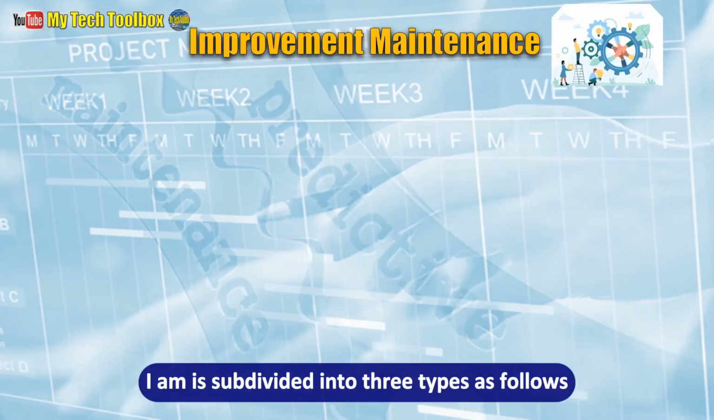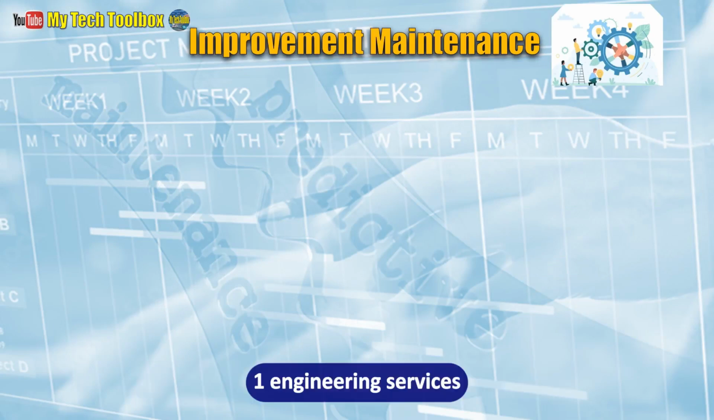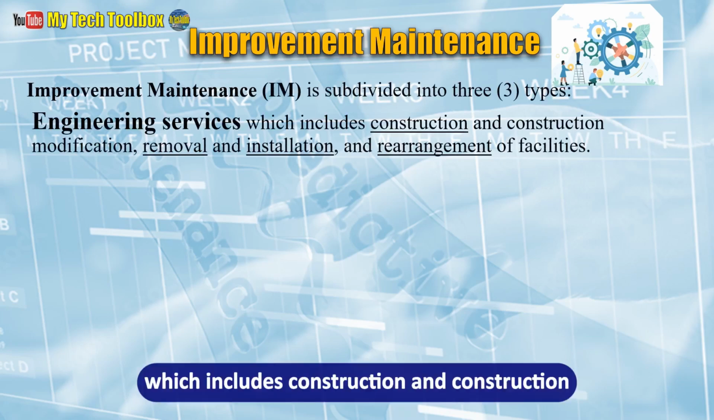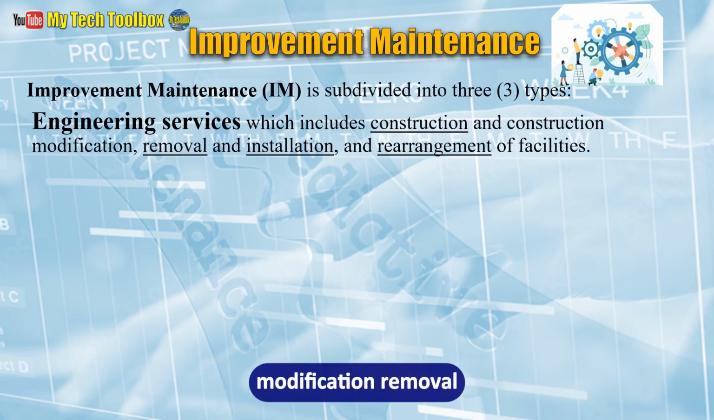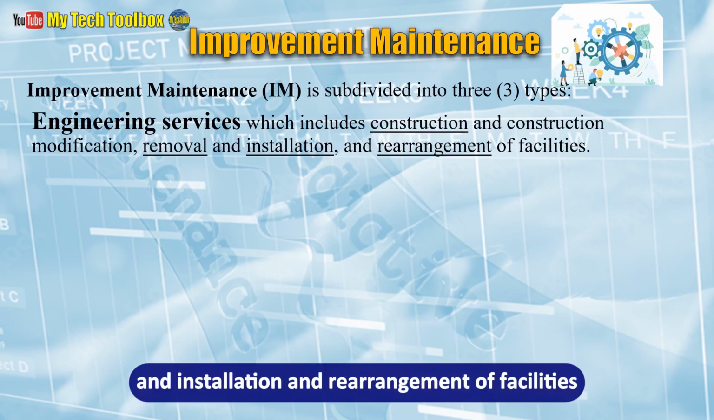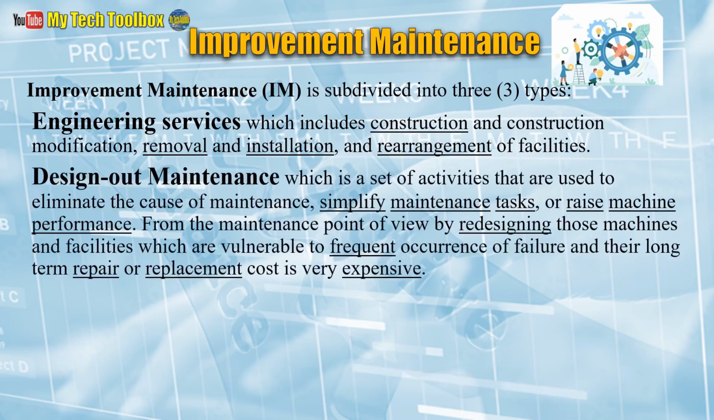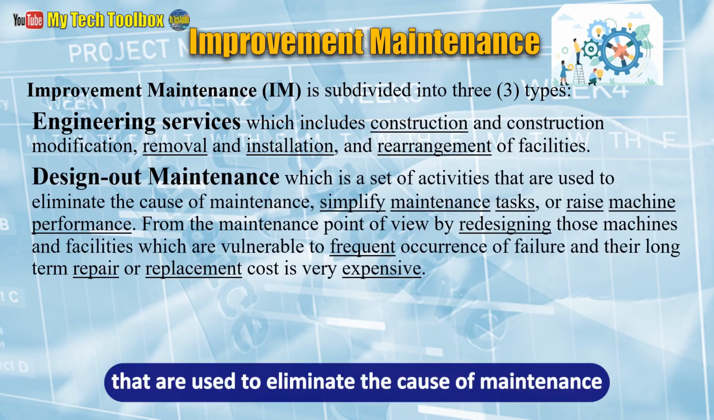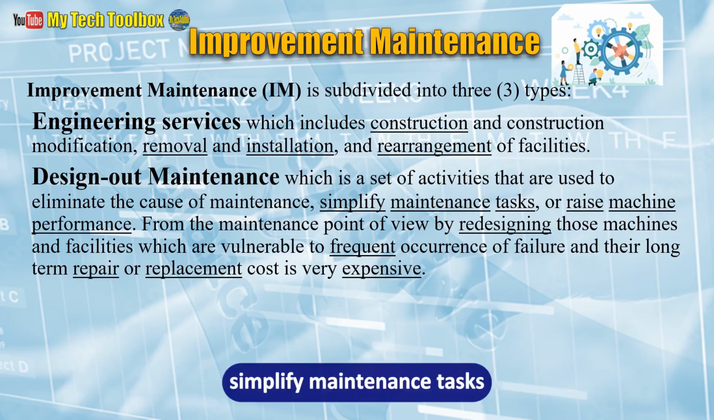Improvement maintenance, IM, is subdivided into 3 types as follows. 1. Engineering services, which includes construction and construction modification, removal and installation, and rearrangement of facilities. 2. Design-out maintenance, which is a set of activities that are used to eliminate the cause of maintenance, simplify maintenance tasks, or raise machine performance.